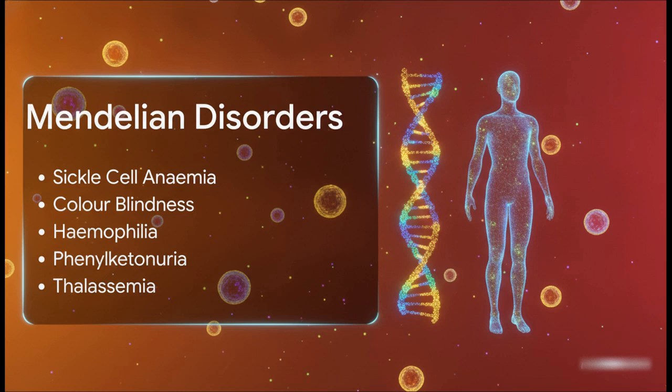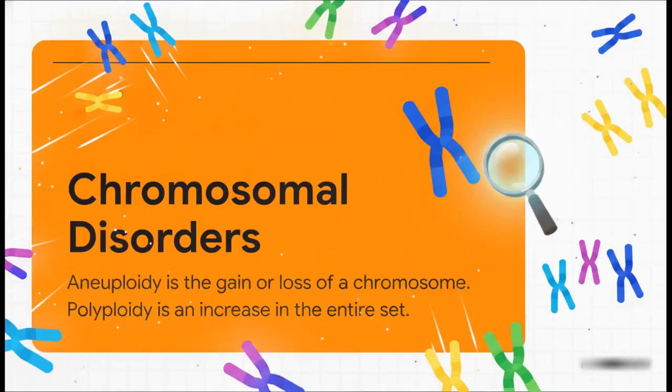We also have phenylketonuria, which is a metabolic issue where you lack a specific enzyme, and thalassemia, a recessive blood disorder. What all these have in common is that they trace back to one specific, localized error in the genetic sequence. But then there's a second class, chromosomal disorders. Now, these aren't just tiny single base pair typos. These are massive, macro-scale failures of chromosome separation during cell division.